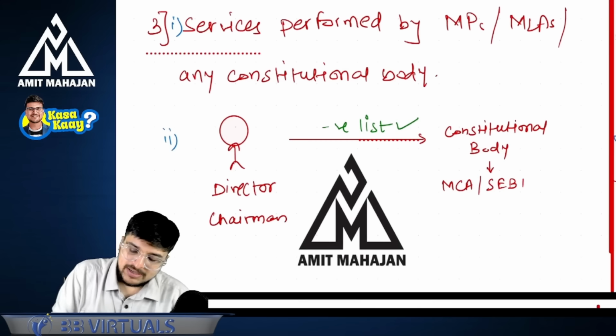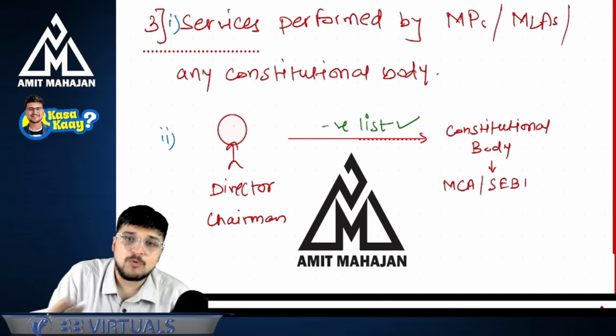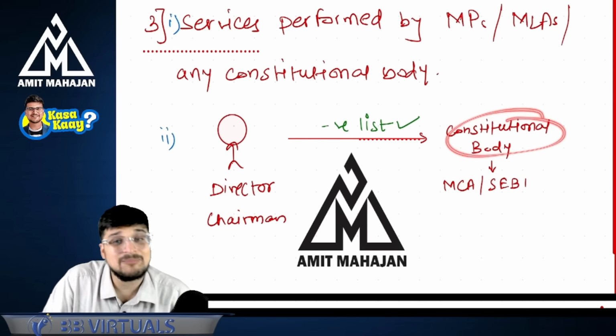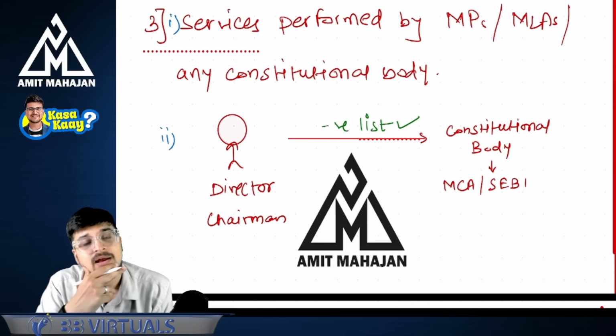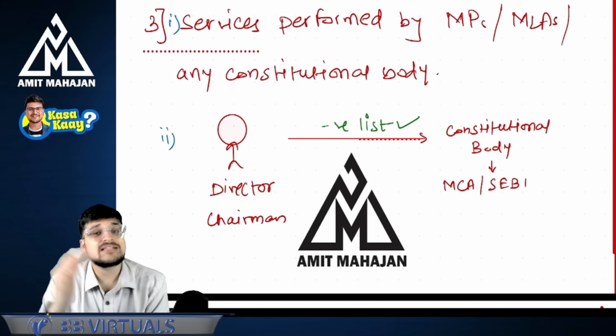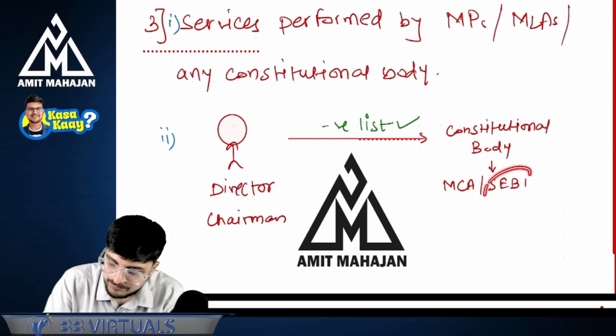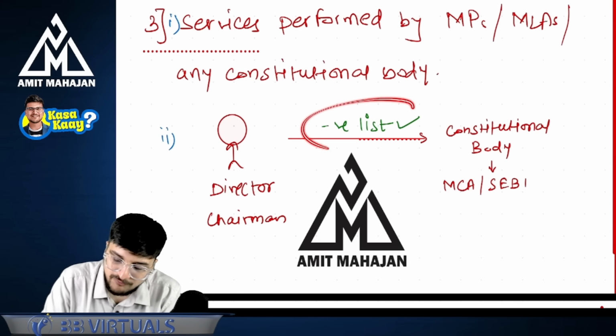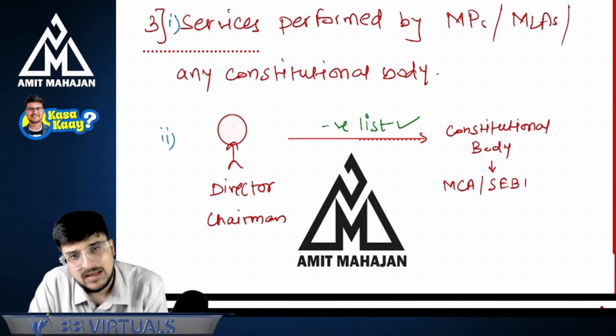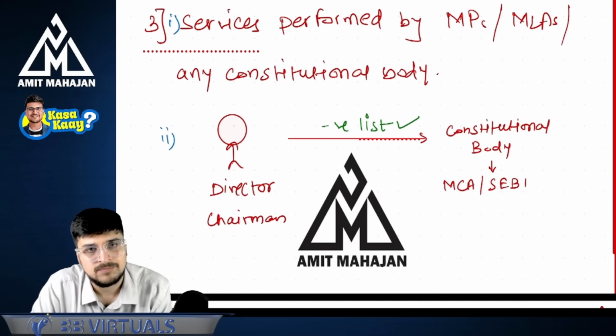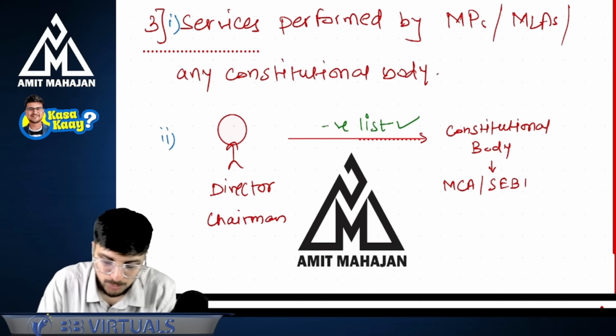One more point: if there is any director who is providing service to a constitutional body, for example, MCA. What is the full form of MCA? Ministry of Corporate Affairs. If there is a chairman who is providing service to SEBI, that will fall under negative list. Understanding? Sure, ekdam, no problem.